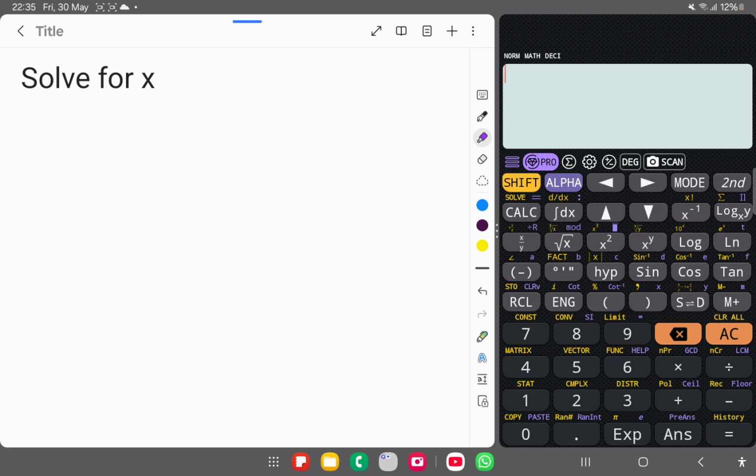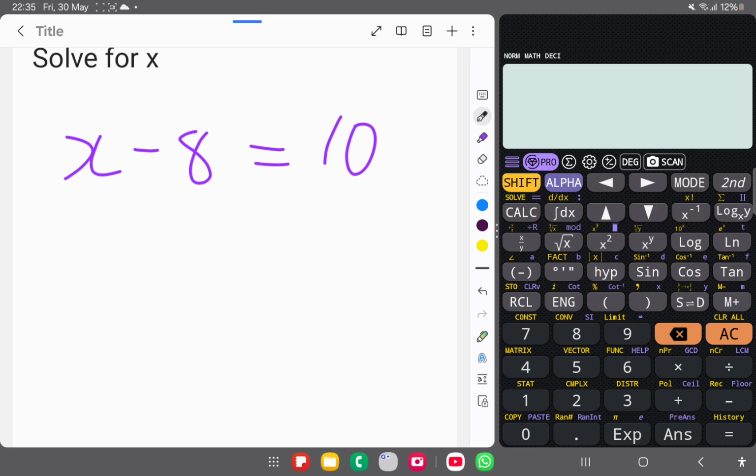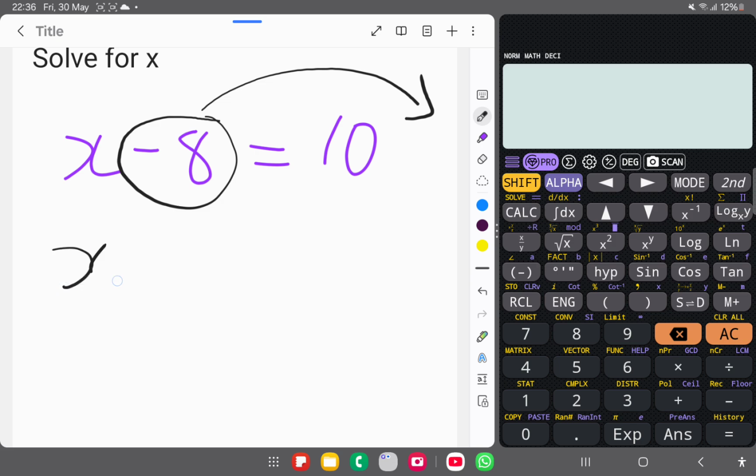So let me just give you some examples. Let's say, for example, we're given x minus 8 equals 10, and you're looking to solve for x. First things first, you have to take this to the other side. In other words, the negative 8, you must take it to the other side. In other words, x equals 10.